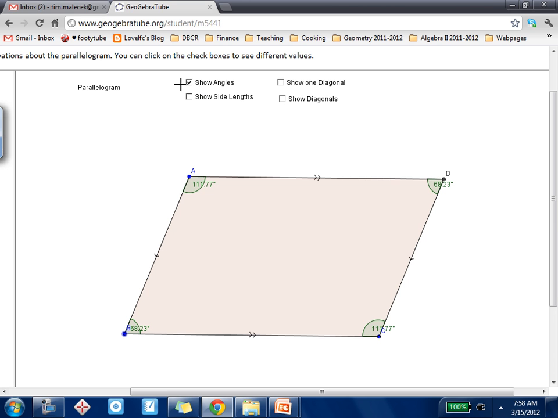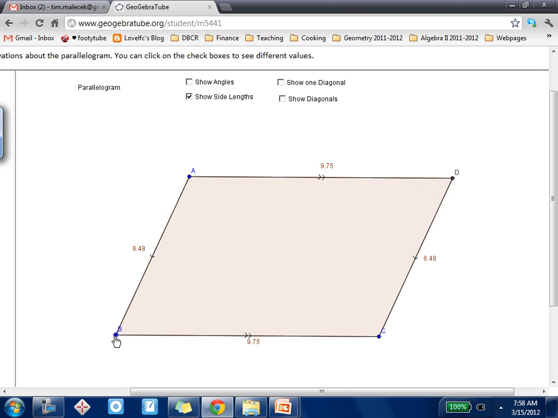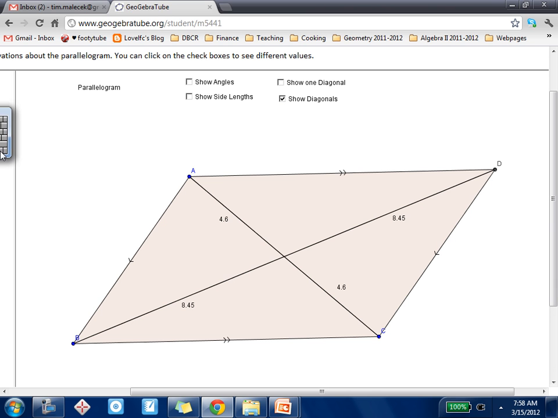What about their side lengths? Take a look at the side lengths. What do you notice? Which two? AD and BC, and the other set, AB and DC. And notice that those are true regardless of what the shape looks like, right? So I could say the opposite sides are congruent. And the last one, this one's a little harder to see. I draw the diagonals, which cut across it. What do you notice here? This one's a little harder to say.